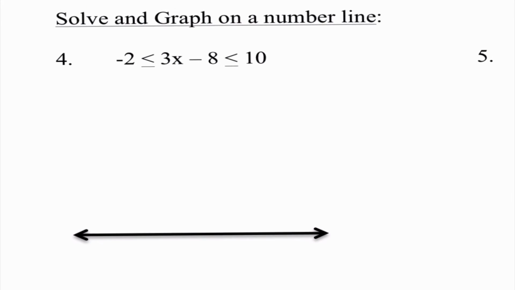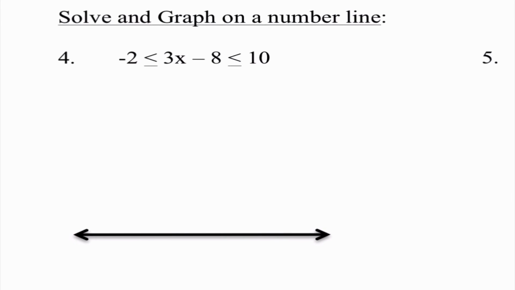So it says solve and graph on a number line. I'm going to split this up to be -2 is less than or equal to 3x minus 8. And because I know this is an "and" problem because it doesn't say "or" ("or" problems always say "or"), I'm going to have to solve both of these independently.